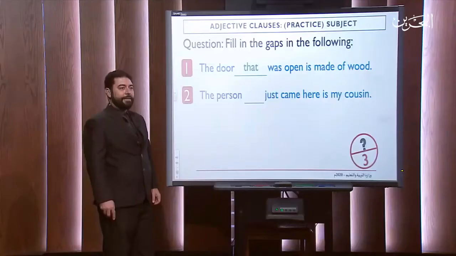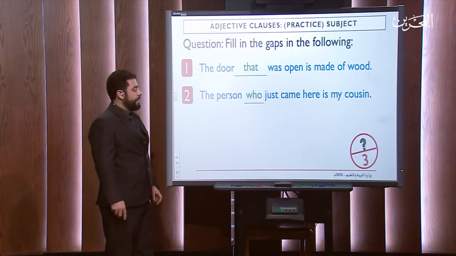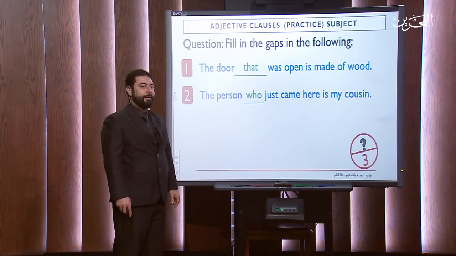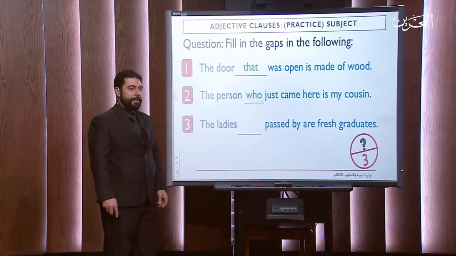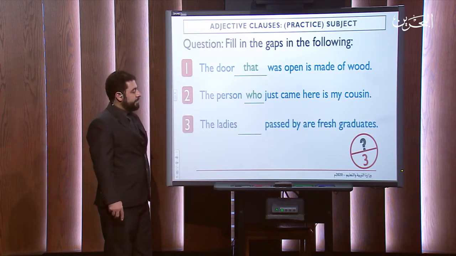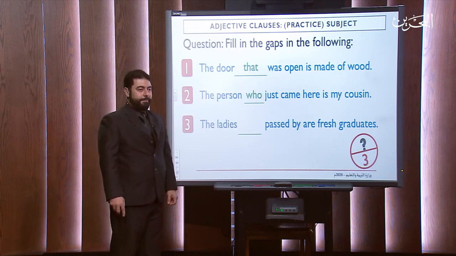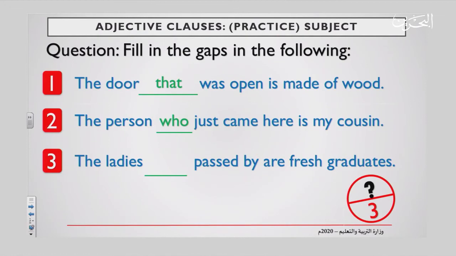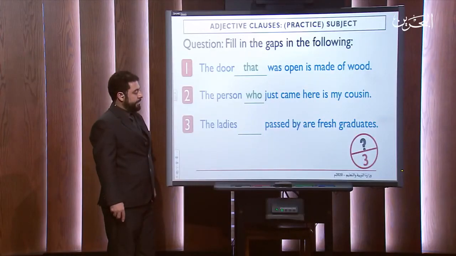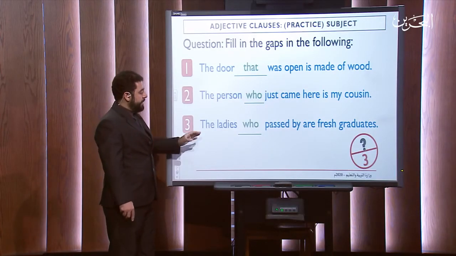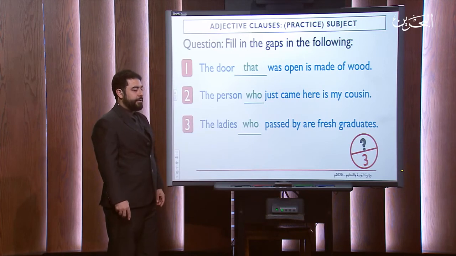All right, let's check the answer. Who? The person who just came in or came here is my cousin. Third, the ladies passed by are fresh graduates. That is 5 seconds. Let's check. Who? The ladies who pass by are fresh graduates.